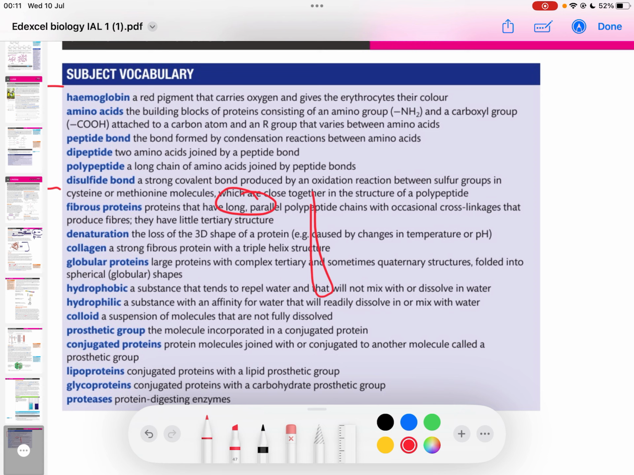So long, parallel, little tertiary. This one is like earth, complicated, with many complex tertiary and sometimes quaternary structures as well. Let's go.